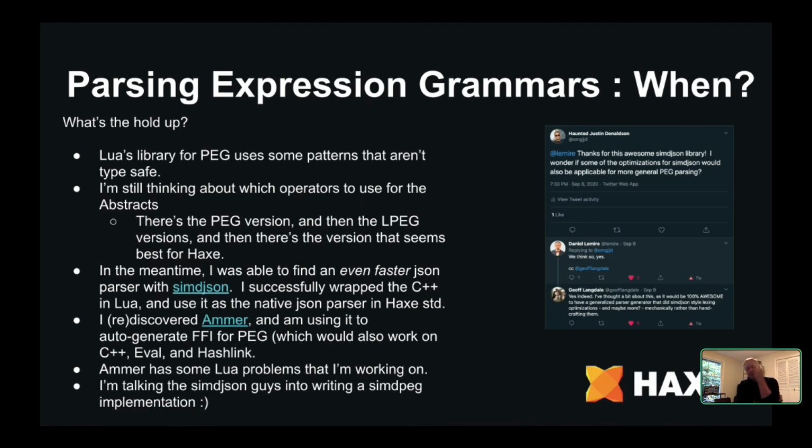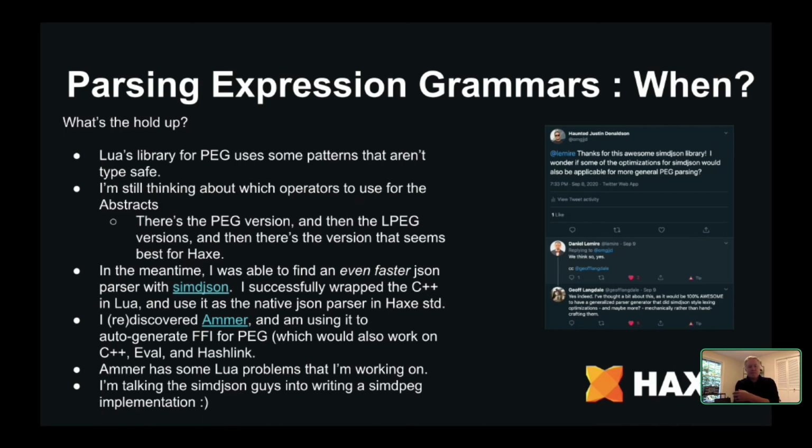So the reasons are, once again, Lua's library kind of endorses or even encourages some patterns that aren't type safe. And once again, I can go into more details offline on that. And then using Haxe's abstract types for operators, I think is kind of a no-brainer. But I realize it's not really a complete match to PEG grammars. And there's more on that as well.